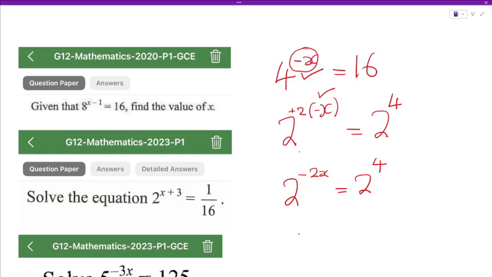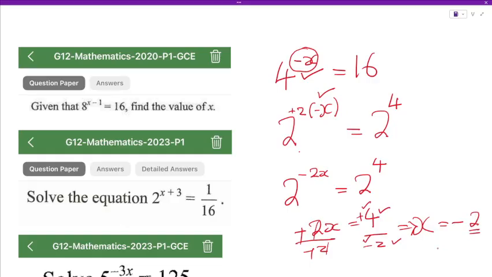When the bases are the same, you equate the powers. So negative 2x is equal to 4. We solve for x by dividing by negative 2 on both sides. The 2's will cancel, meaning your x will be equal to, remember, there's a positive here, so it's positive divided by negative, giving me a negative. 4 divided by 2 gives me a 2. So x is equal to negative 2 and you are done.